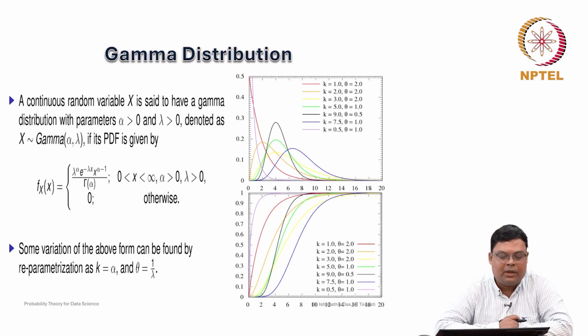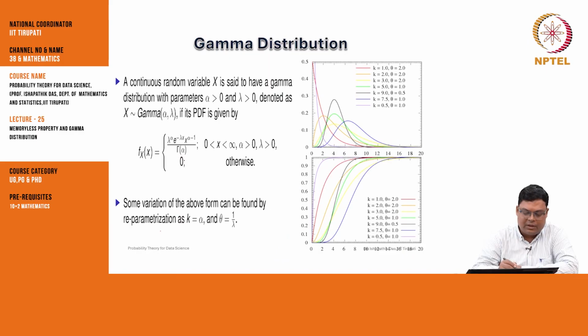Gamma distribution is a continuous random variable. A continuous random variable x is said to have a gamma distribution with parameters alpha greater than 0 and lambda greater than 0, denoted as x ~ Gamma(alpha, lambda), if its probability density function is given by this: x to the power alpha minus 1, e to the power of minus lambda x, lambda to the power alpha by gamma alpha, with this range, where gamma alpha is the gamma function we already discussed. Some different variations of this form exist, but we will follow mostly this standard form.